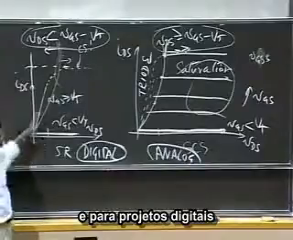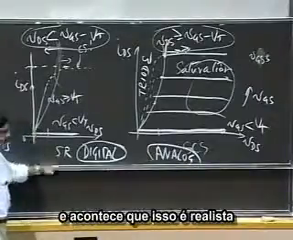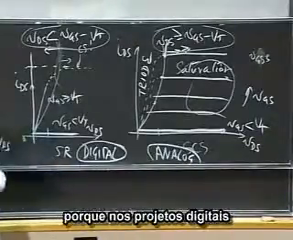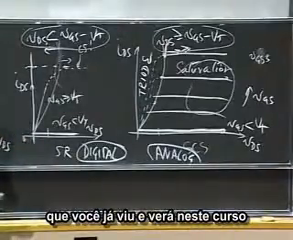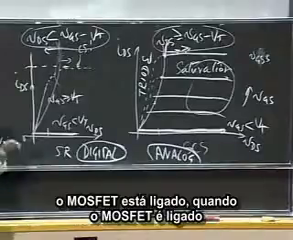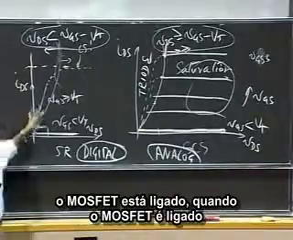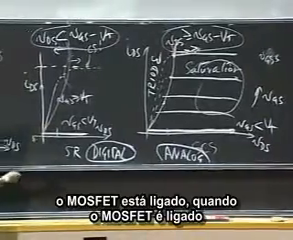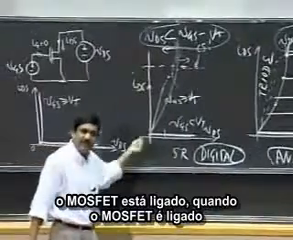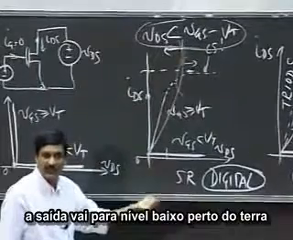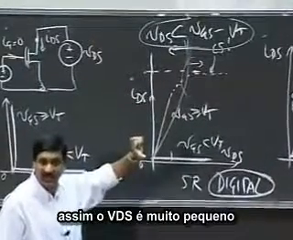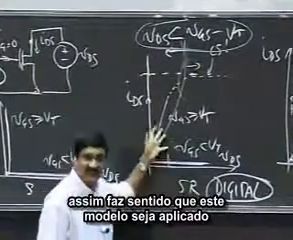And for digital designs, we'll simply use the SR model. And it turns out that this is realistic because in the digital designs that you have seen and will be seeing in this course, when the pull-down MOSFET is on, the output voltage is pulled down close to ground. So VDS is very, very small. So it does make sense that this model applies.